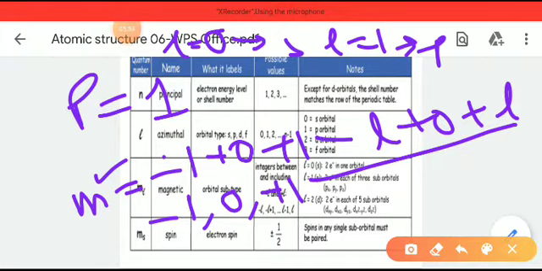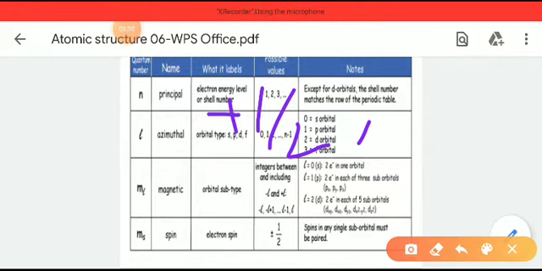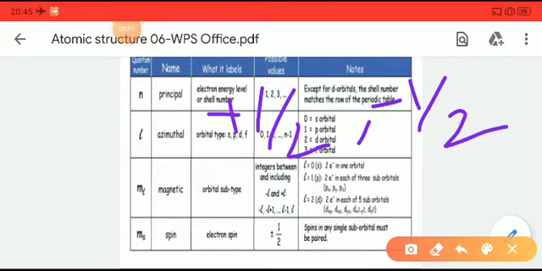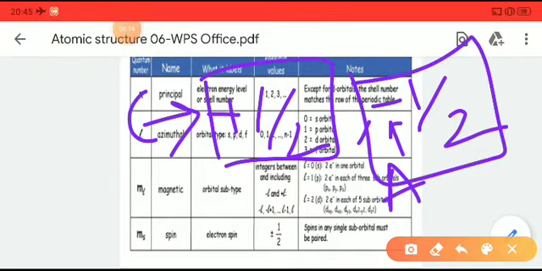And in case of spin quantum number, if clockwise then it is plus half, and if anti-clockwise then it will be minus half. It is the general trend, we can follow that trend as well. For clockwise we write plus half, and for anti-clockwise we write minus half. So we have discussed all the quantum numbers in brief.